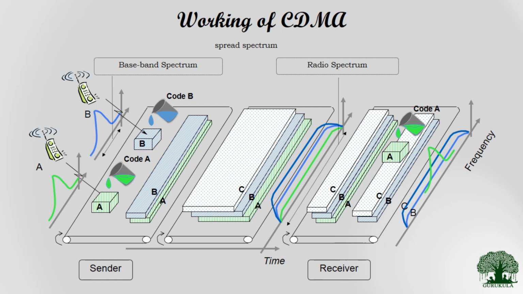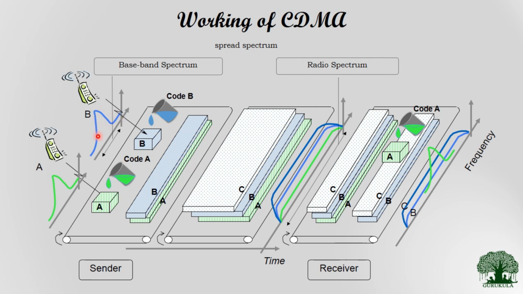So this is the basic working principle of CDMA, where this particular diagram will help us understand what actually happens in CDMA transmission. Let us consider that this is the transmitter side, and there are two users, let us take A and B. A will generate messages, which are narrowband signals, represented in green, and then B will also generate its own messages, another narrowband signal, represented in blue.